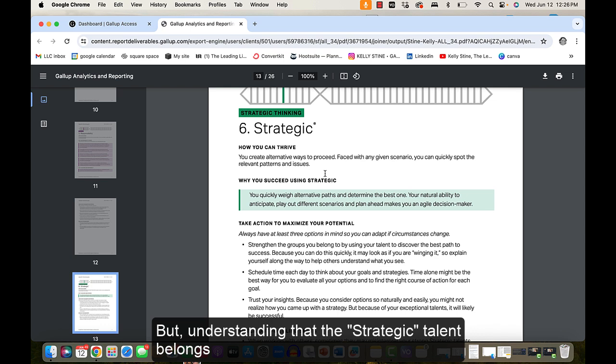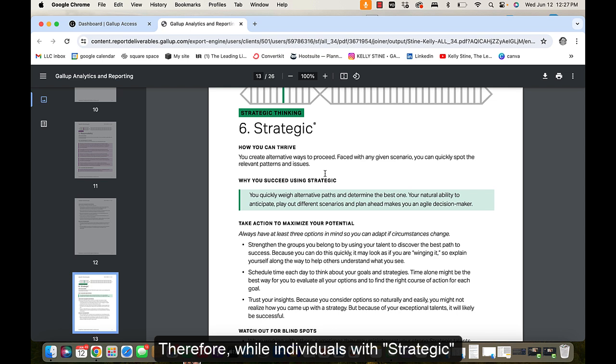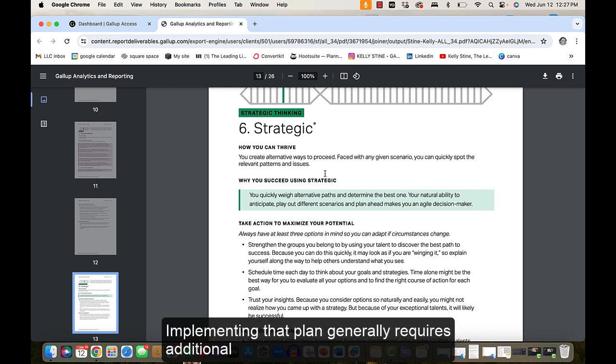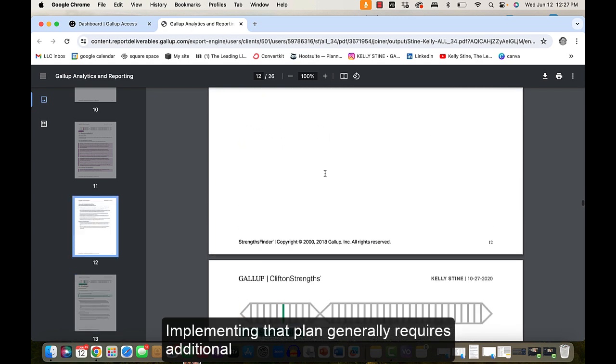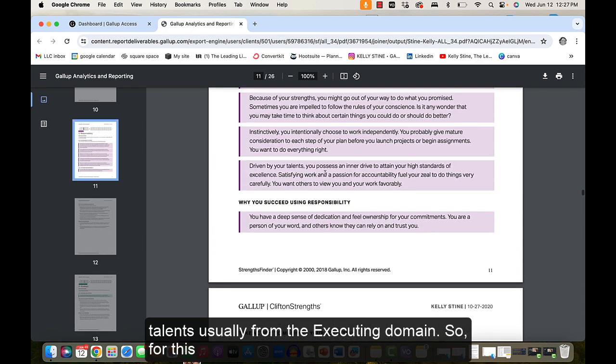But understanding that the strategic talent belongs to the strategic thinking domain indicates that this talent primarily involves thought and planning. It's a thinking talent. Therefore, while individuals with strategic theme in their top 5 can naturally think about the quickest path forward, it doesn't necessarily guarantee that they will execute on that strategy. Implementing that plan generally requires additional talents, usually from the executing domain.